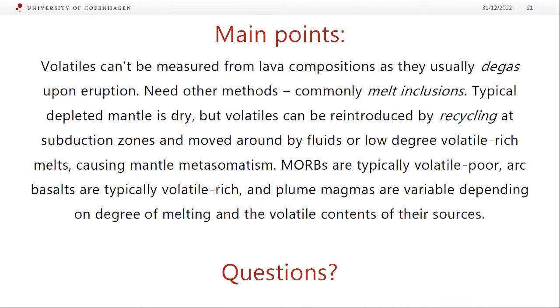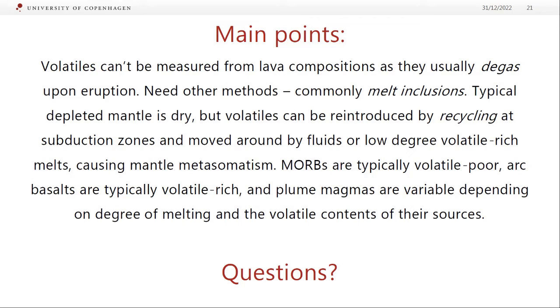All right, the main points there are that you can't measure volatiles just directly from lava compositions due to degassing. You need to use other methods, and I think the most common one now is looking at melt inclusions. Typical depleted mantle is dry, but we can reintroduce volatiles either by recycling at subduction zones, or they can move around in the mantle through these low degree melts and fluids, causing metasomatism. Mid-ocean ridge basalts are typically volatile poor, arc basalts are typically volatile rich, and plume magmas are variable depending on the degree of melting and the volatile content of the sources.